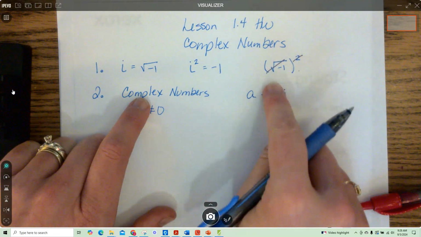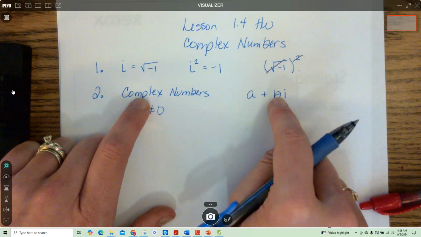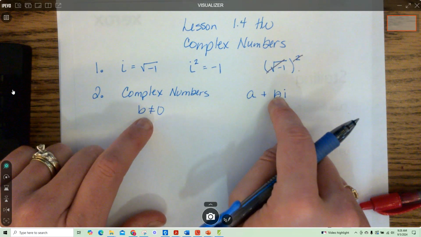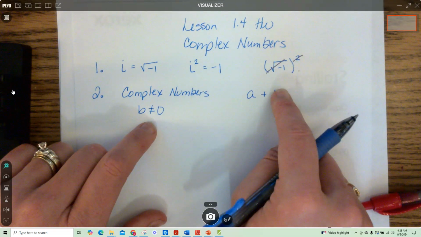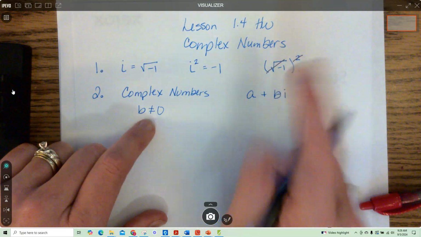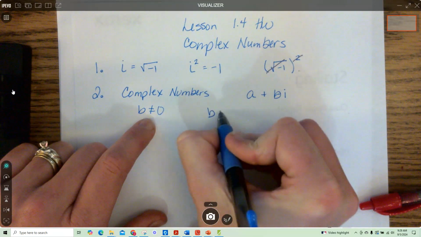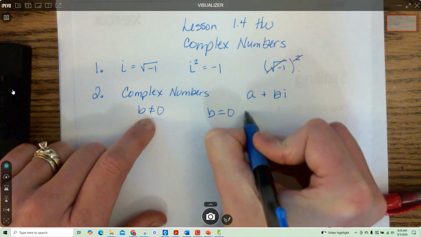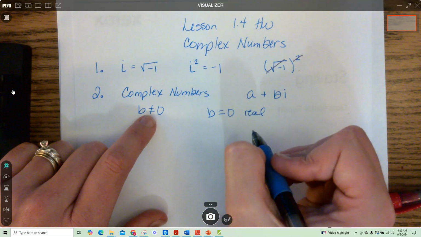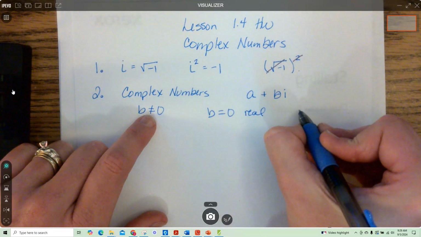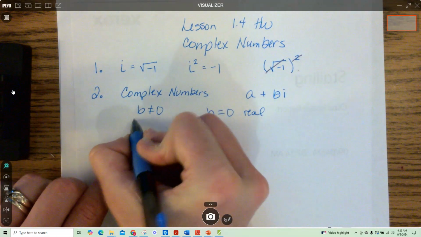So this was complex, right? Yes. If b equals 0, then it's not even a complex number, it's just a rational or an irrational. Imaginary, complex, or real. If b equals 0, it's a real number. So if b doesn't equal 0, I would say imaginary.